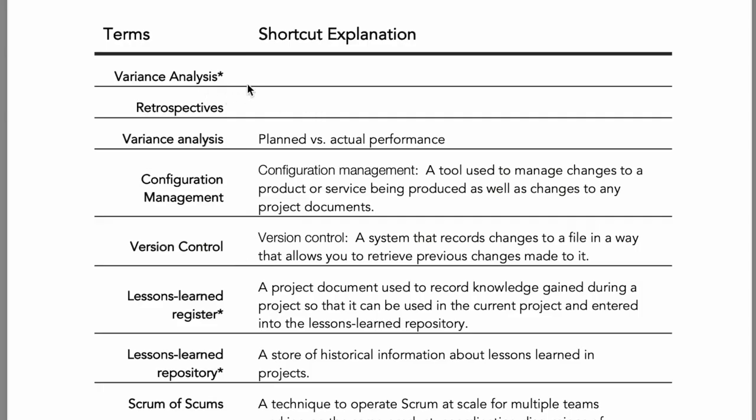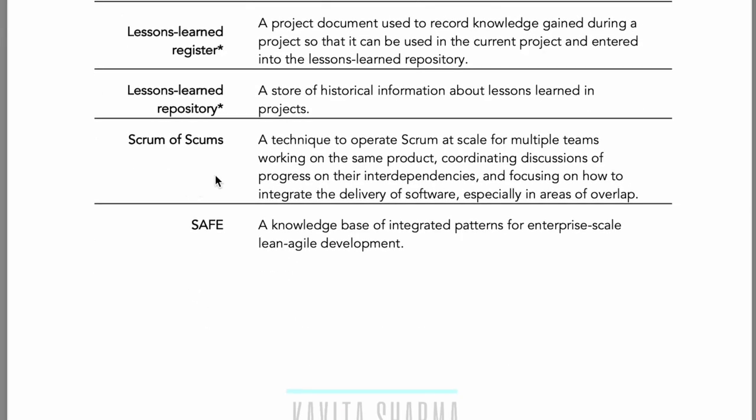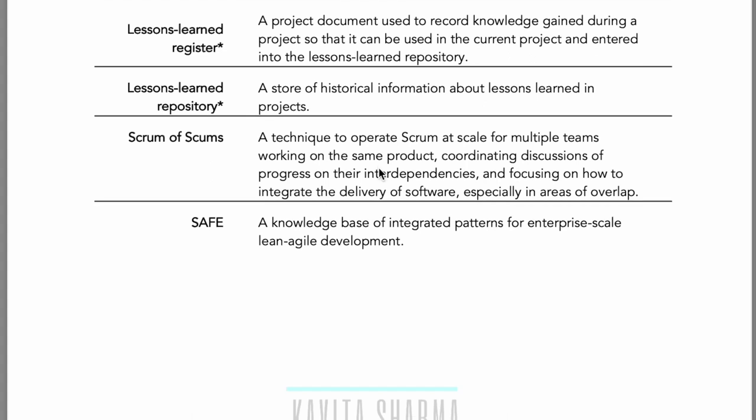These are few of the shortcuts. Variance analysis, you guys know that. Planned versus actual, retrospective, we know that. I don't know why I've written it twice. Here, configuration management, version control, lesson learned, register, repository, scrum of scrums, we discussed it. It's a meeting wherein a representative, in case your work is bigger than a few people, we have a representative who comes and discusses their work so that it should be compatible with each other.